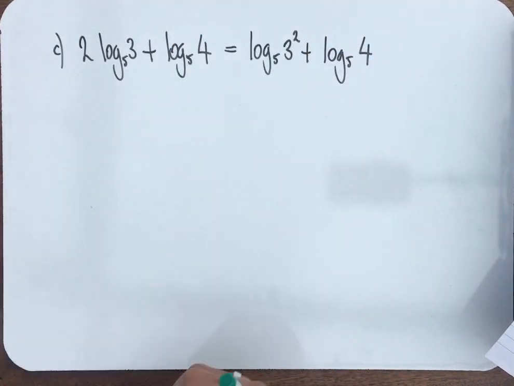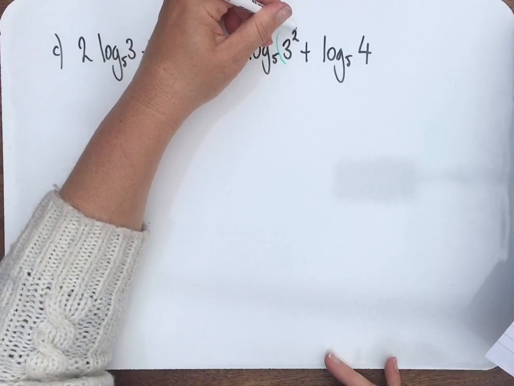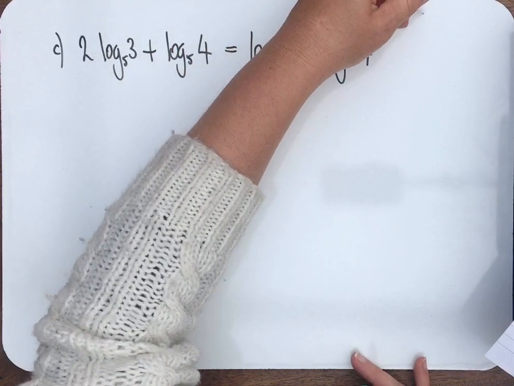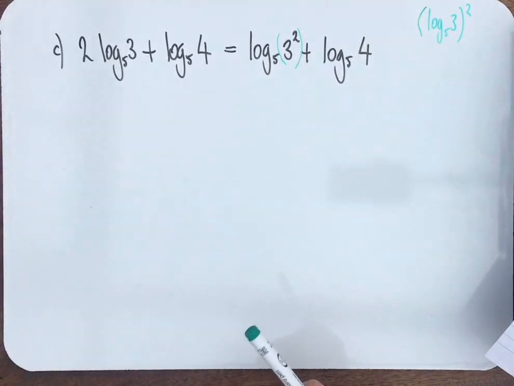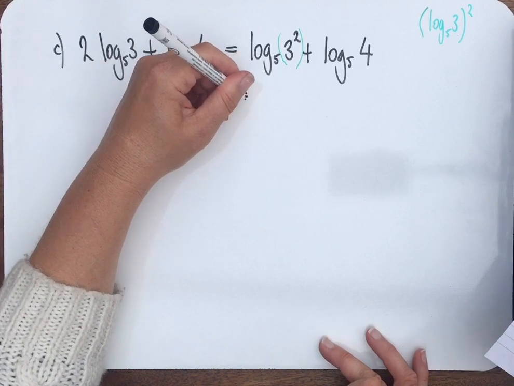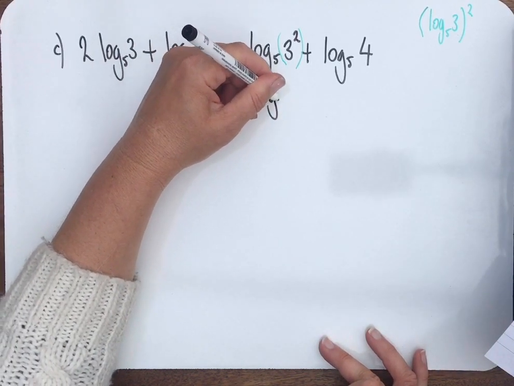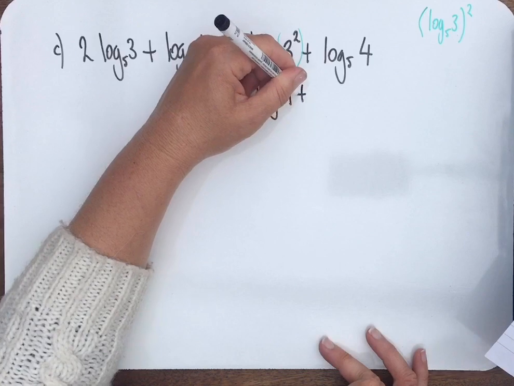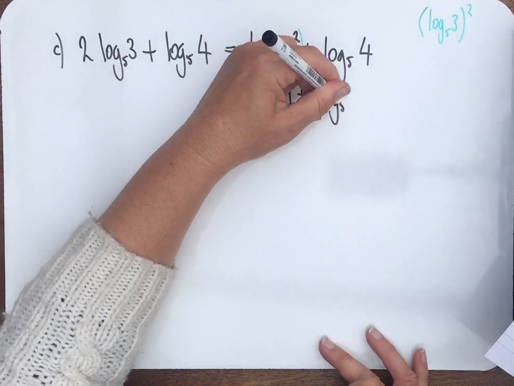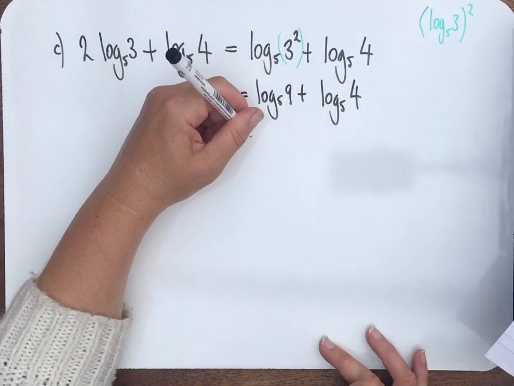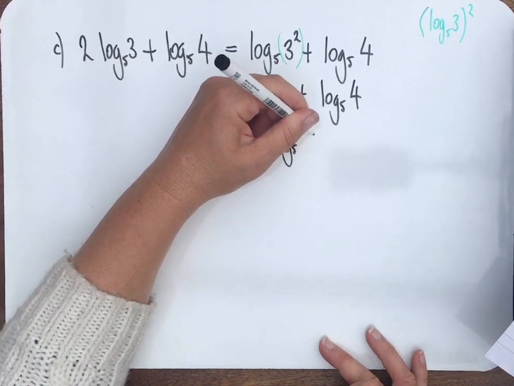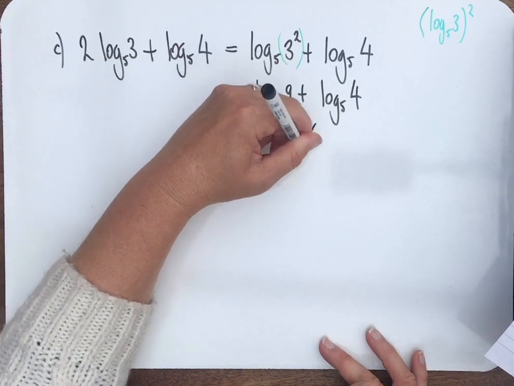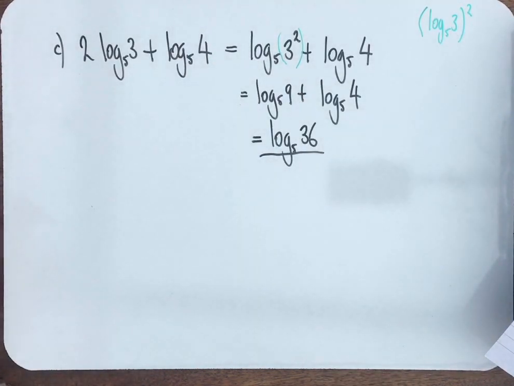I'm sure I said this last time, but there's sort of imaginary brackets in there. So that's log to the base 5 of 9. If you wanted to square log to the base 5 of 3, you would have to write it like that, and that is something different. So this is equal to log base 5 of 9 plus log base 5 of 4. Log A plus log B is log of A times B. So we end up with log to the base 5 of 36.